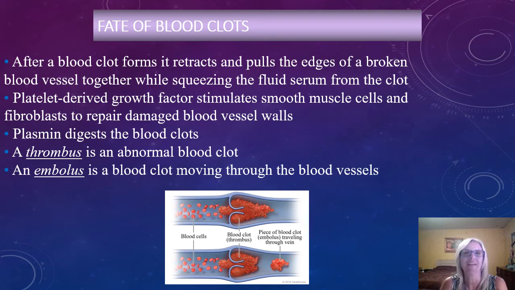That's fine. All right, so what is the fate of blood clots? After a blood clot forms, it's going to pull away from the edges of the blood vessel and pull itself back while squeezing fluid from the clot, right? And so there's a growth factor that stimulates the smooth muscle cells and the fibroblasts to come in and repair damaged blood vessel walls. Plasmin here is what actually digests the blood clot, so we break it down.